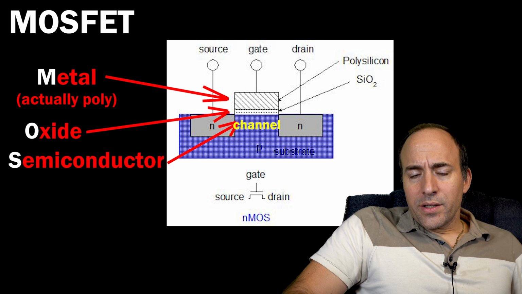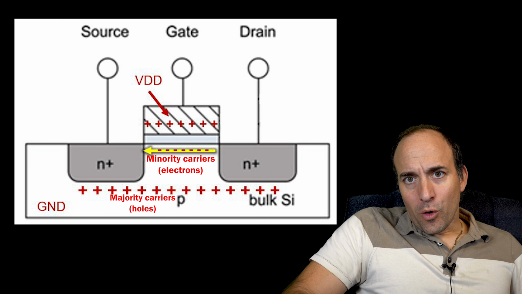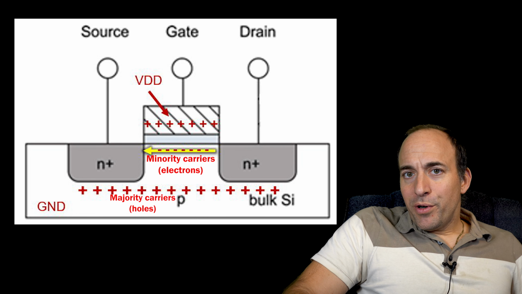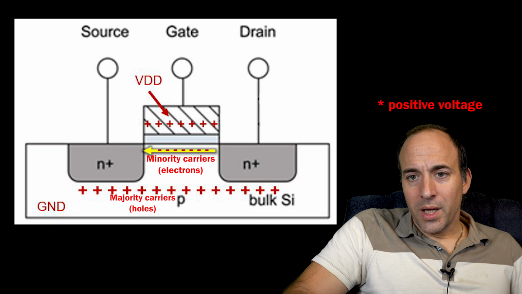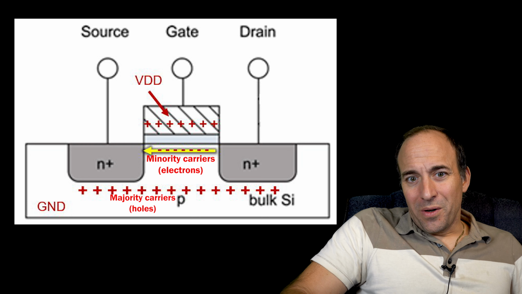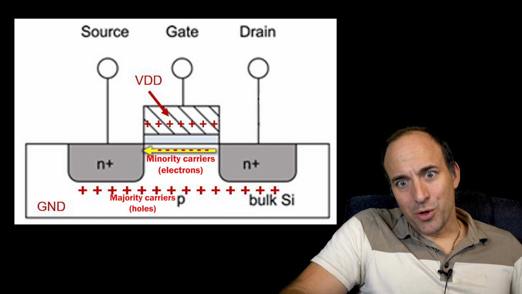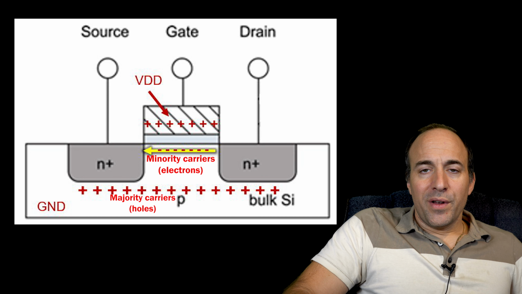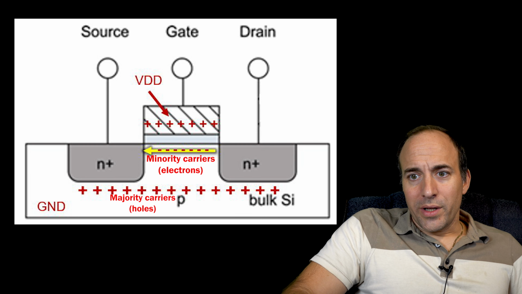So you might notice that the gate, oxide, and channel form a capacitor because the oxide is an insulator. And if you put a positive charge on the gate, this will create a positive capacitive charge that attracts the minority charge carriers in the channel. The minority carriers are the opposite type of the majority carriers. So in the p-doped silicon, or p-type silicon, of the channel, the minority charge carriers are electrons.